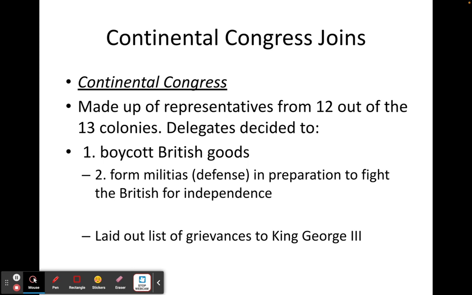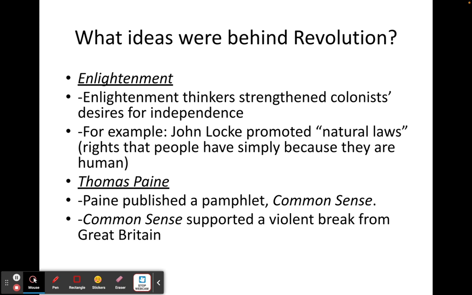So they're hoping to hear back from the king. They're hoping that the king is going to say, you know what, you're right. Let's consider letting you have representation. Let's consider repealing some of the taxes. But before that can happen, shots will be fired to begin the revolution.